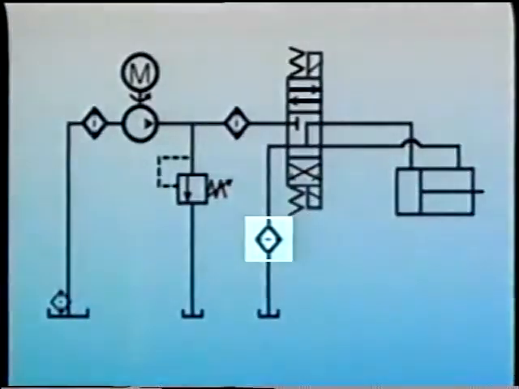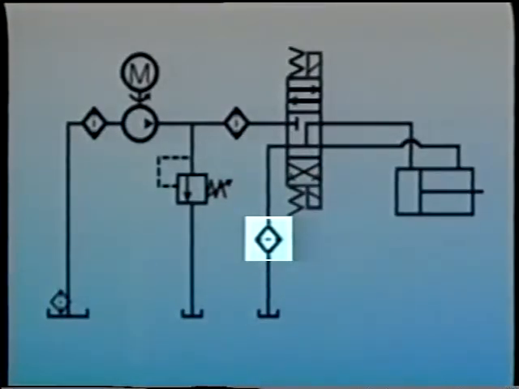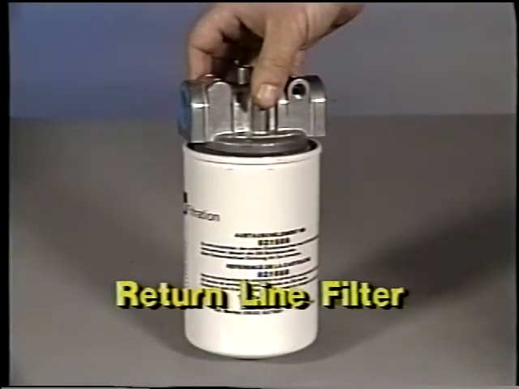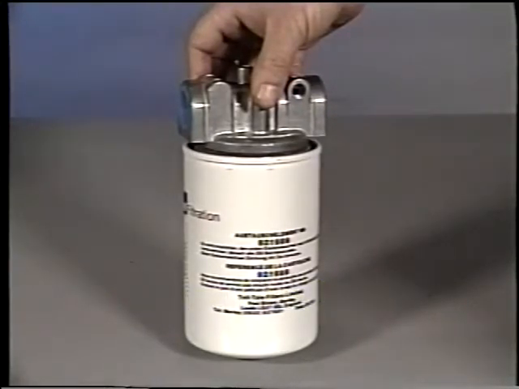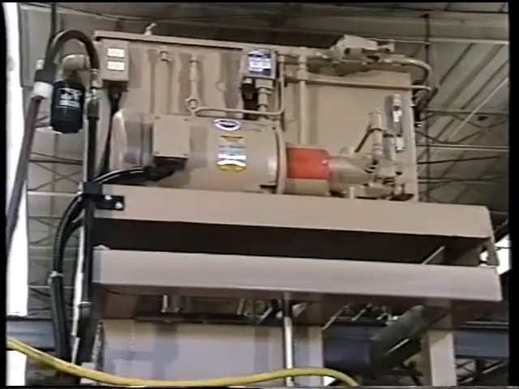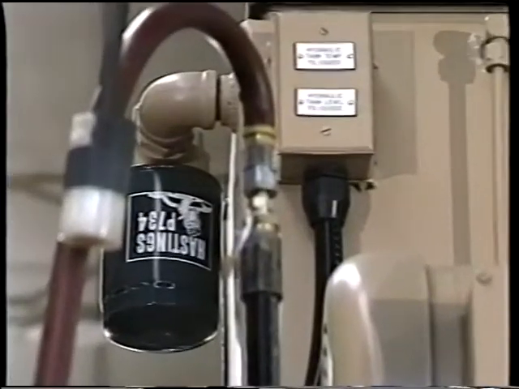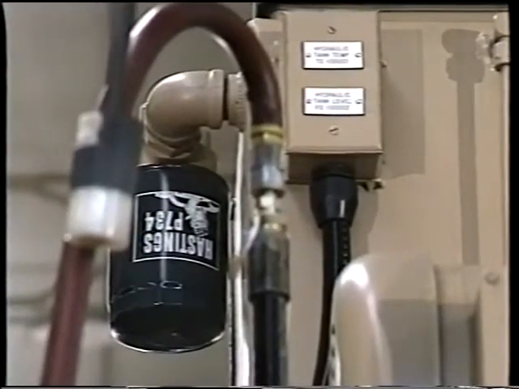Return line filters clean dirt from the system before it has a chance to return to the sump. They are installed in the return line to the sump. These filters generally have a rating from 40 microns down to 3 microns or less. Although return line filters operate under some pressure, they aren't exposed to main system pressure, so they are less expensive than pressure filters. One disadvantage of a return filter is that it only catches the dirt after it has been through the system, not before.